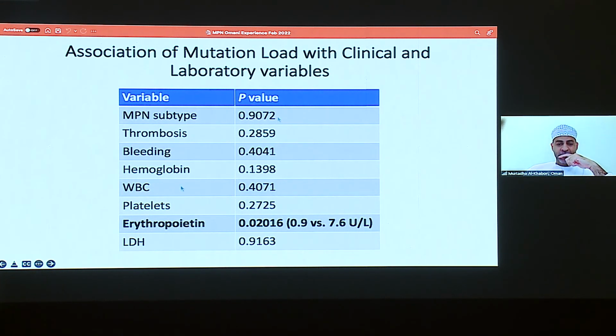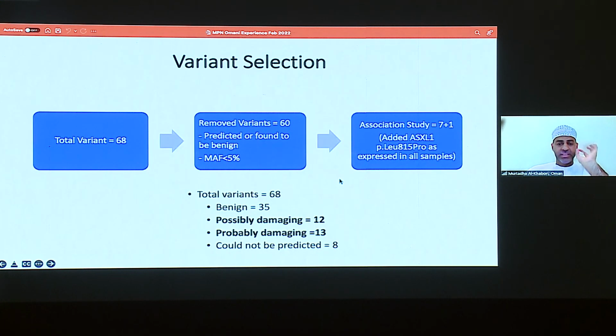It did not explain. The only difference is that those with a higher load showed significantly suppressed erythropoietin of 0.9 versus 7.6. Now, in terms of the phenotypes, the load did not explain them. And this is why we said, maybe let's only select the pathogenic variants. We had almost 8 pathogenic variants that we could classify from either ClinVar or the in silico prediction, and with the MAF, the minor allele frequency, of more than 5%.